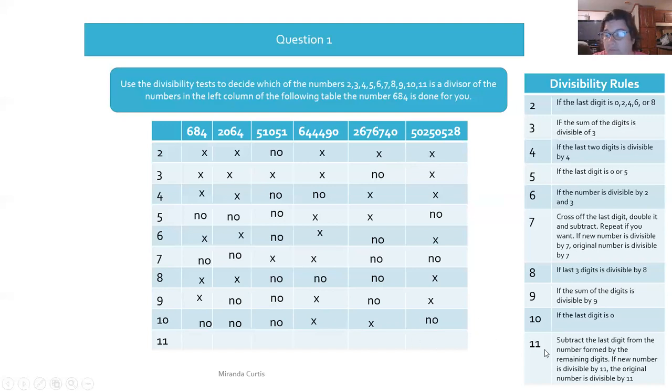Okay, let's look at 11. Subtract the last digit from the number formed by the remaining digits. If the new number is divisible by 11, the original number is divisible by 11. Let's see. 11. If you look up here, not going to be divisible by 11. And then our friend right there. But right here, we have this one.